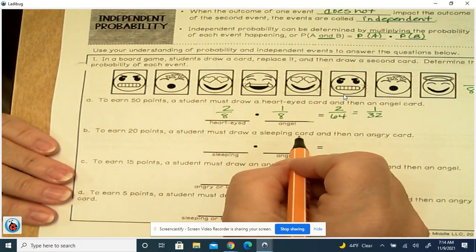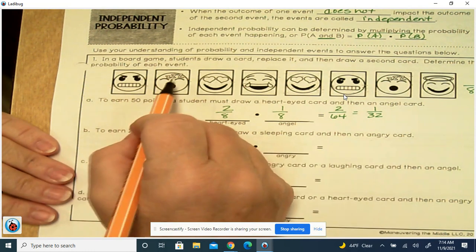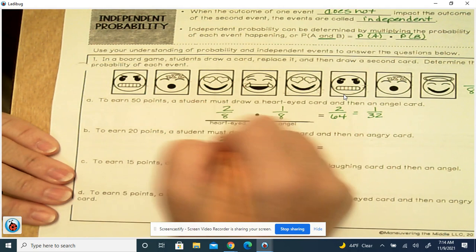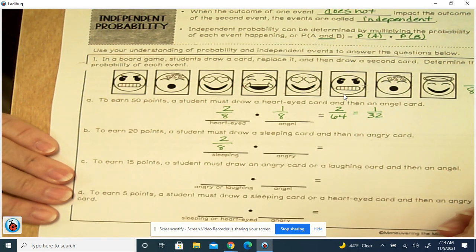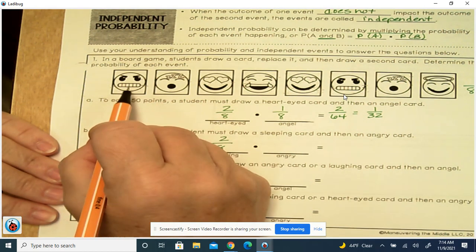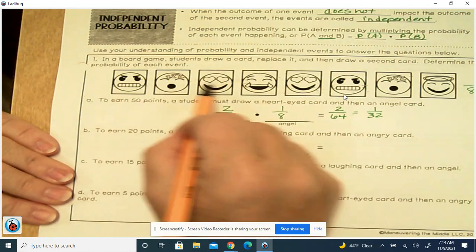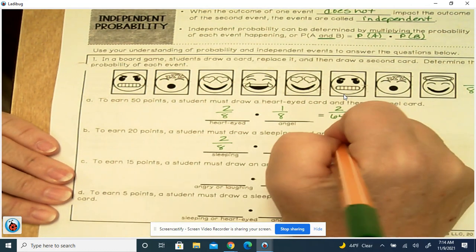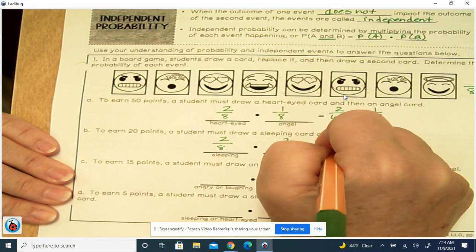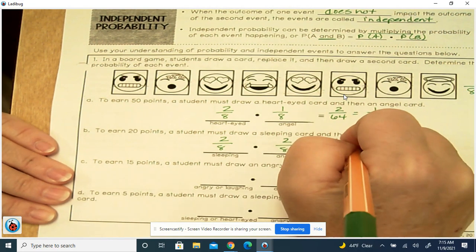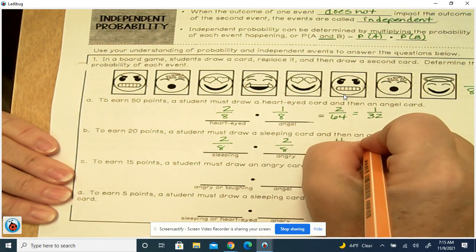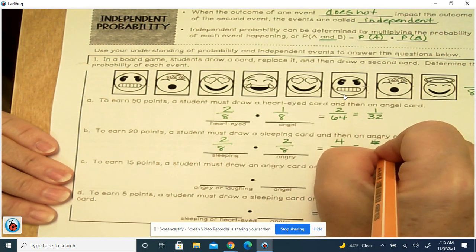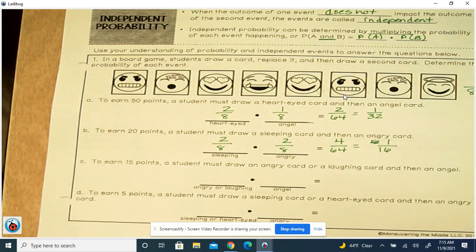The students must draw a sleeping card. So the sleep, there's 1, 2. That's 2 out of 8 again. And an angry card, and that would be 1, 2. 2 out of 8. So we multiply the fractions straight across. That's 4 out of 64, and that simplifies to 1 over 16. 16 times 4 is 64.